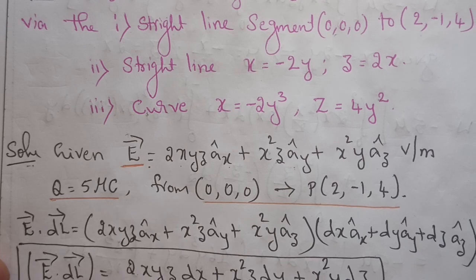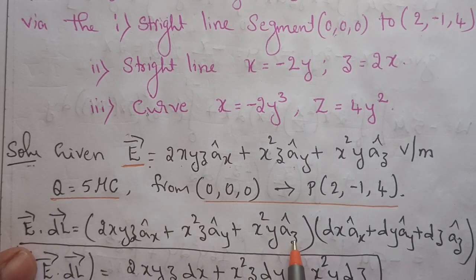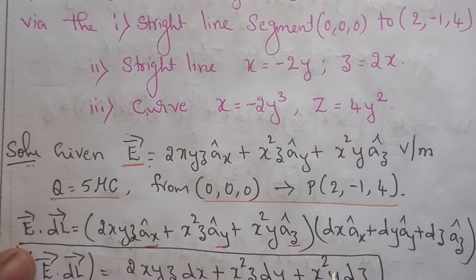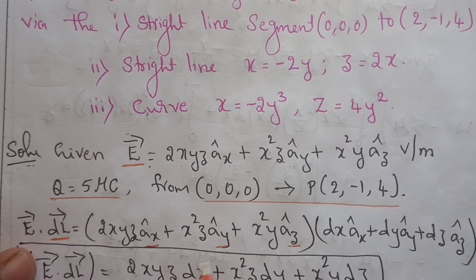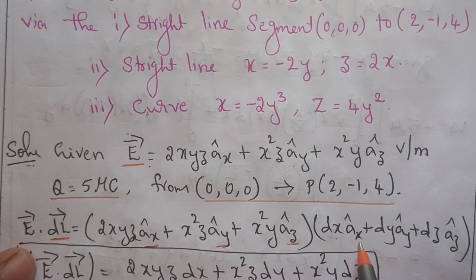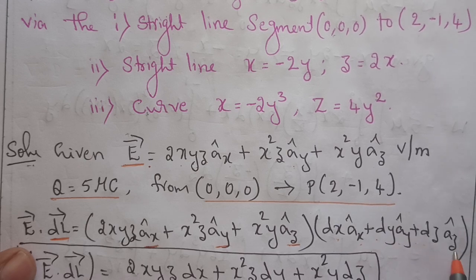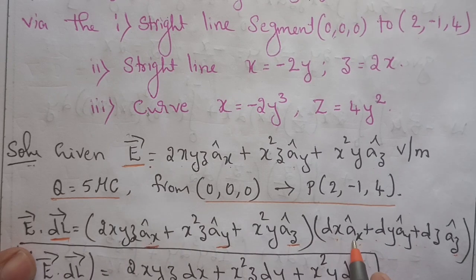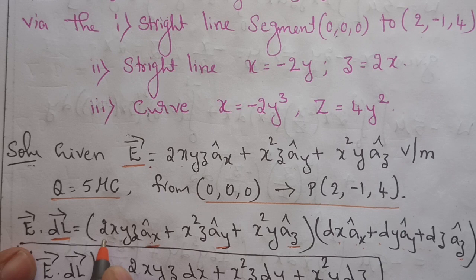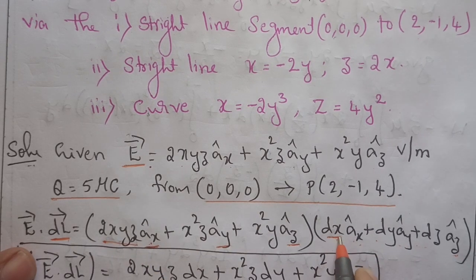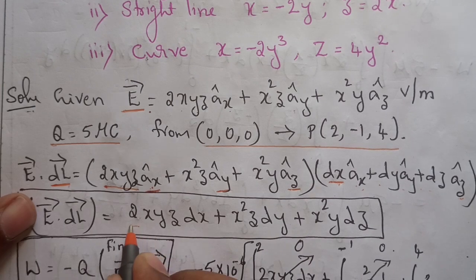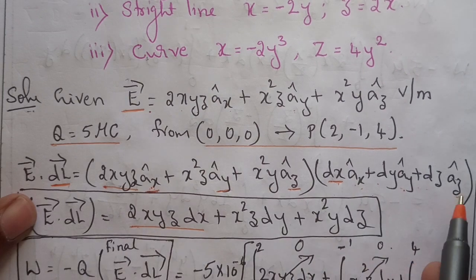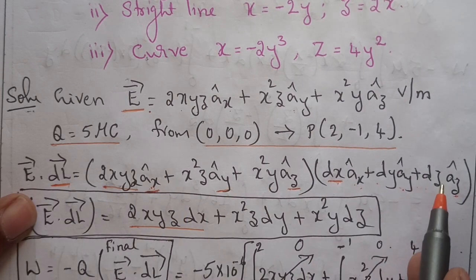So it is E dot dl. E is given in x, y, z coordinates, that is, it is a rectangular coordinate system. Therefore dl for the rectangular coordinate system is dx along the x axis plus dy along the y axis plus dz along the z axis. If you take a dot product, ax dot ax is 1, therefore you remain with 2xyz dx. Whereas ax dot ay is 0 and ax dot az is also 0, so those two terms will not come into the picture.